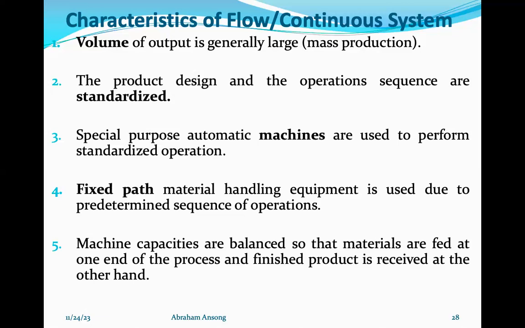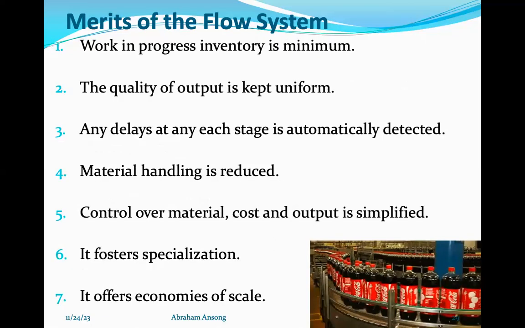Okay, five, machine capacities are balanced so that materials are fed at one end of the process and finished product is received at the other end. I think this is also quite clear. What are the advantages of the flow system? Work in progress inventory is minimized. All right, so minimum. Why?